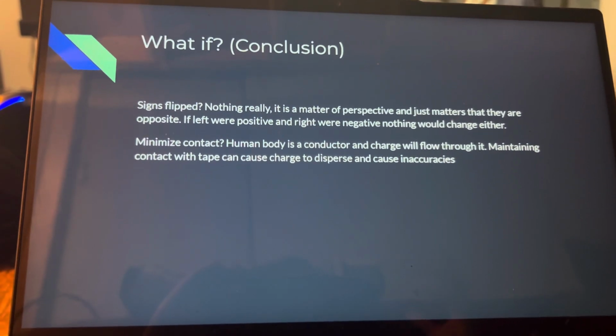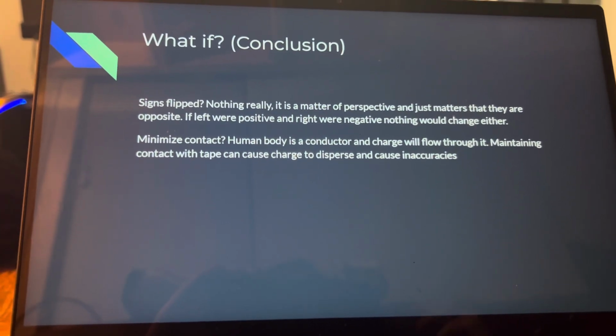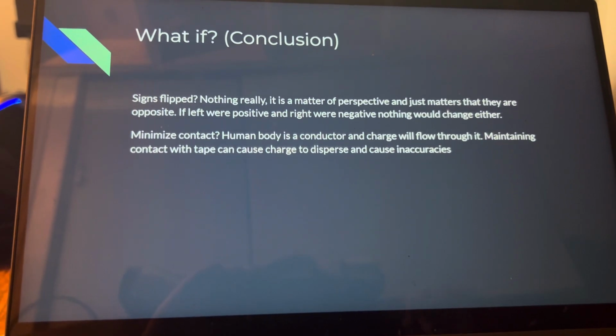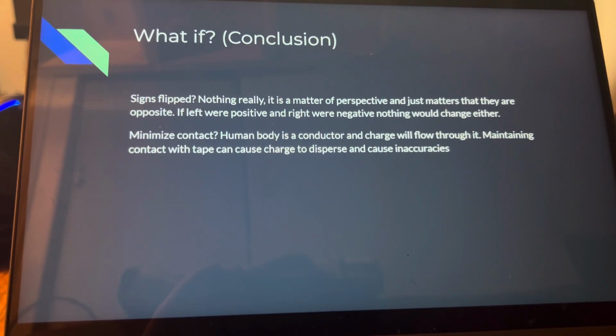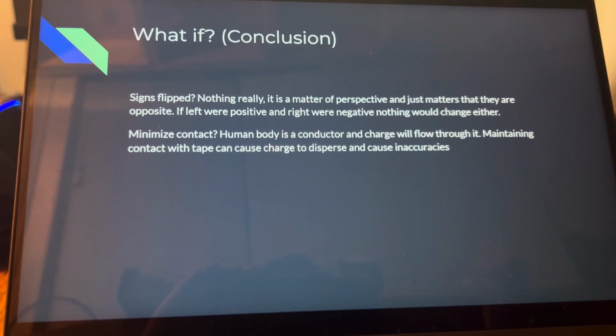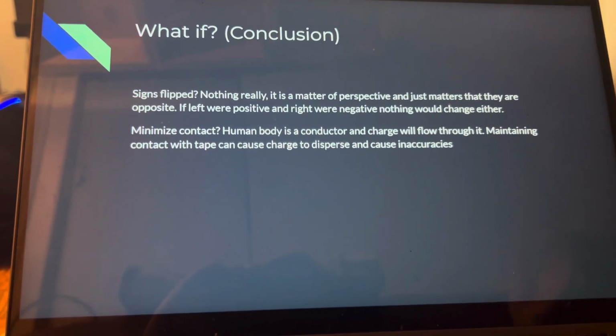And it's important to minimize contact because the human body is actually a conductor and charge will flow through it. This will cause charge to dissipate and mess with calculations. And so it is important to minimize the contact between the tape and the human body, or else you can cause inaccuracies when calculating.